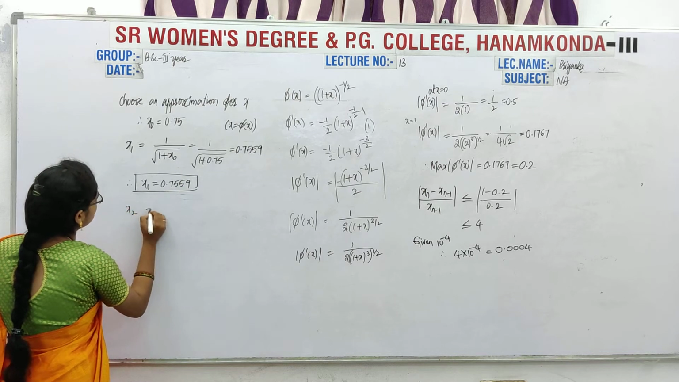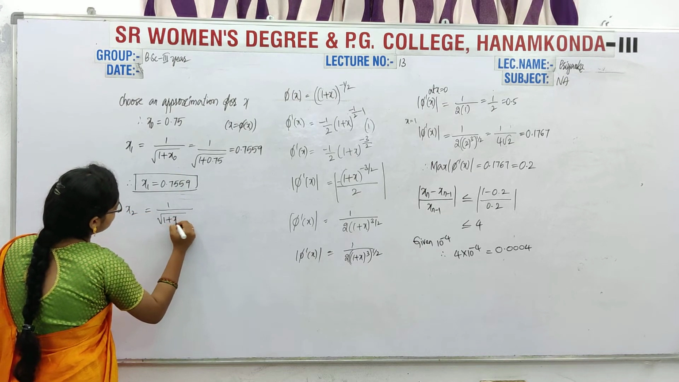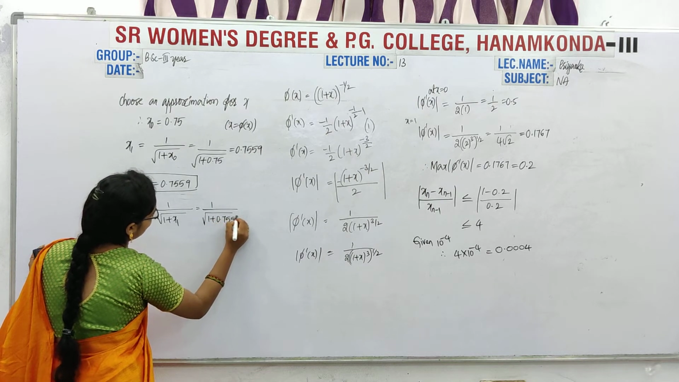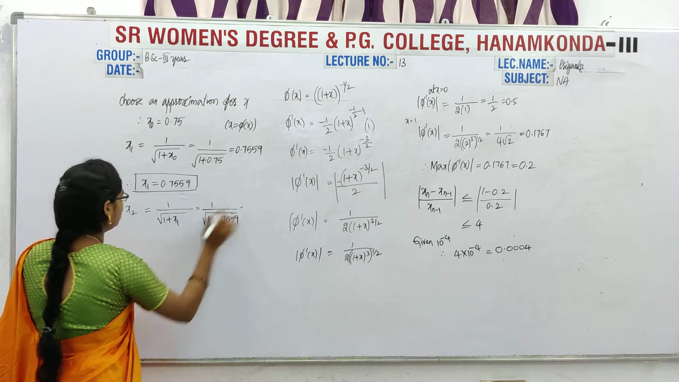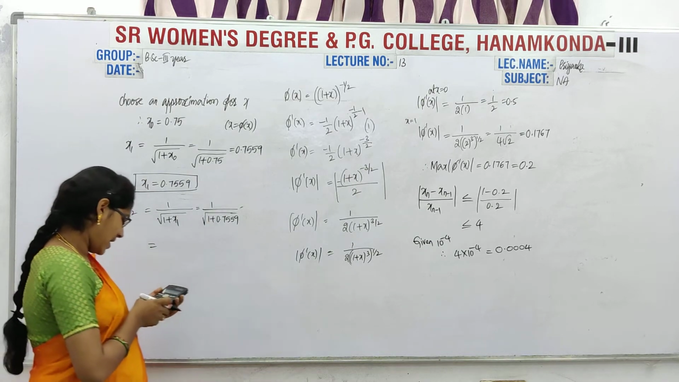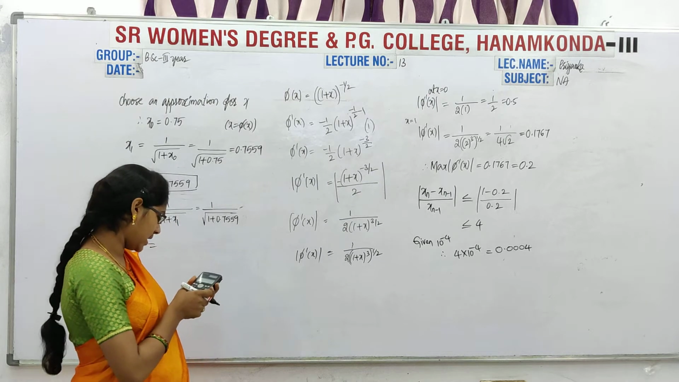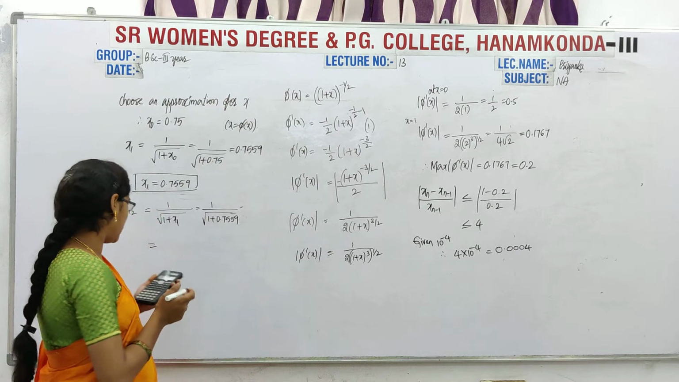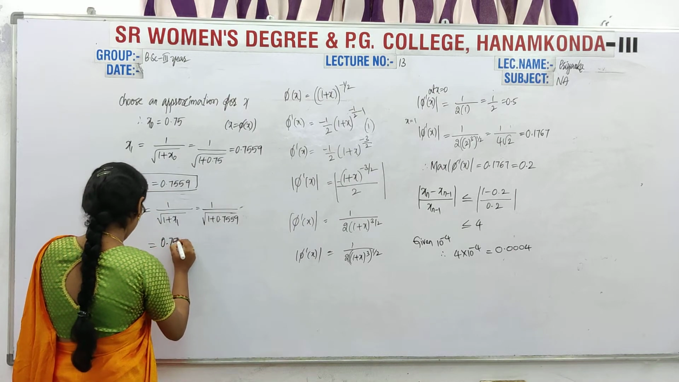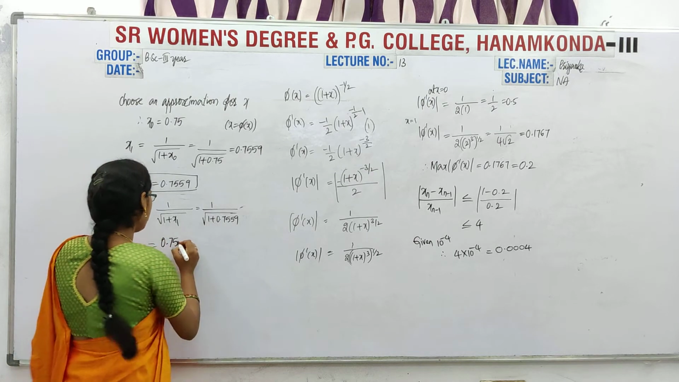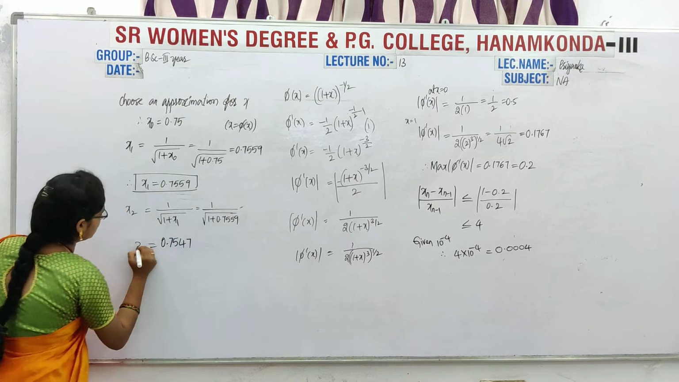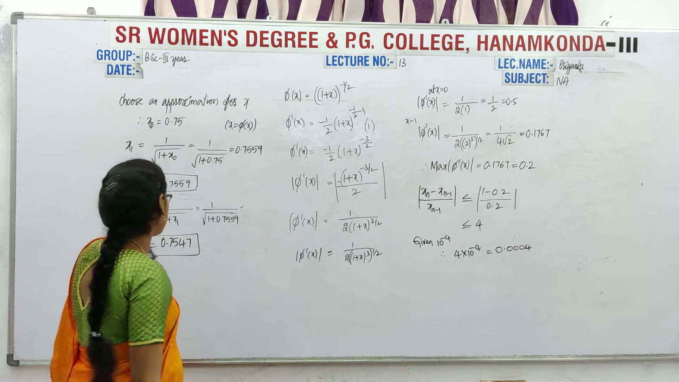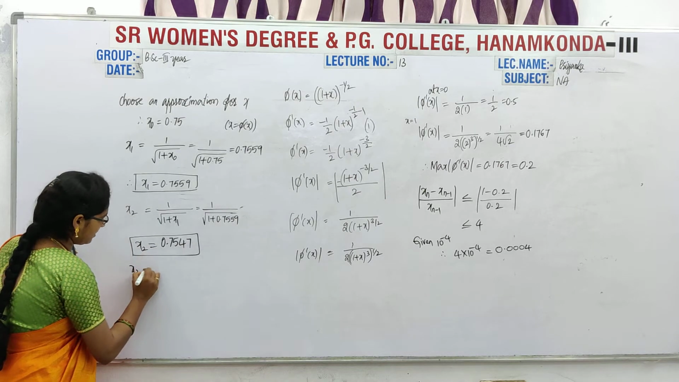Next, what we have to do? x2. x2 means 1 by under root of 1 plus x1. That means 1 by under root of 1 plus 0.7559, which is equal to 1 whole divided by under root of 1.7559. Now I got 0.75465. I am taking 4 decimals. Now this is nothing but x2.